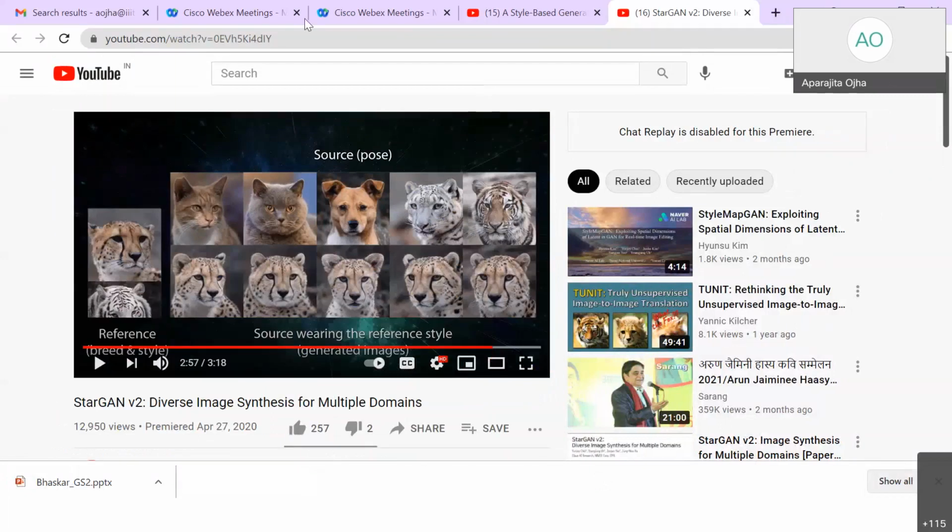Can I go to new share again? I think this one. I don't know why it is showing three contents sharing. Again, I'm having some problem. You're sharing three applications, it is showing. I'm again stuck in a problem.